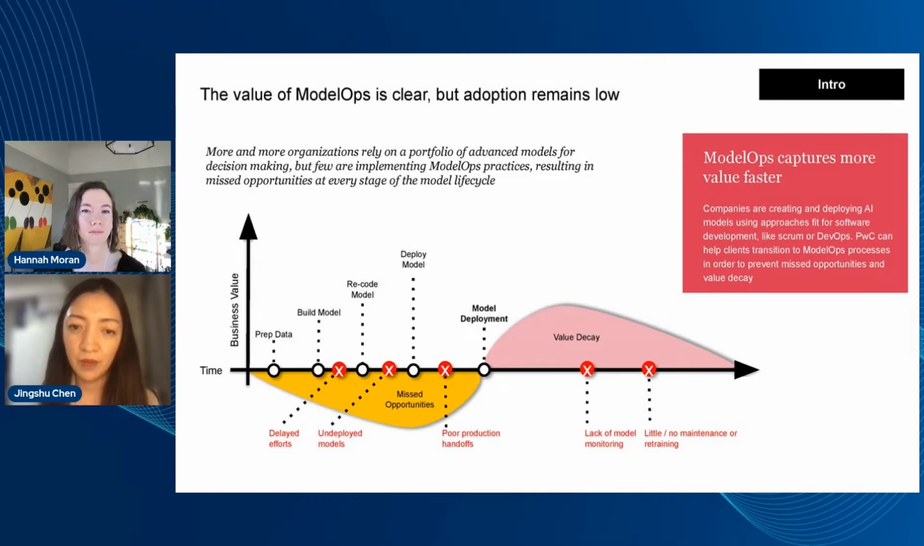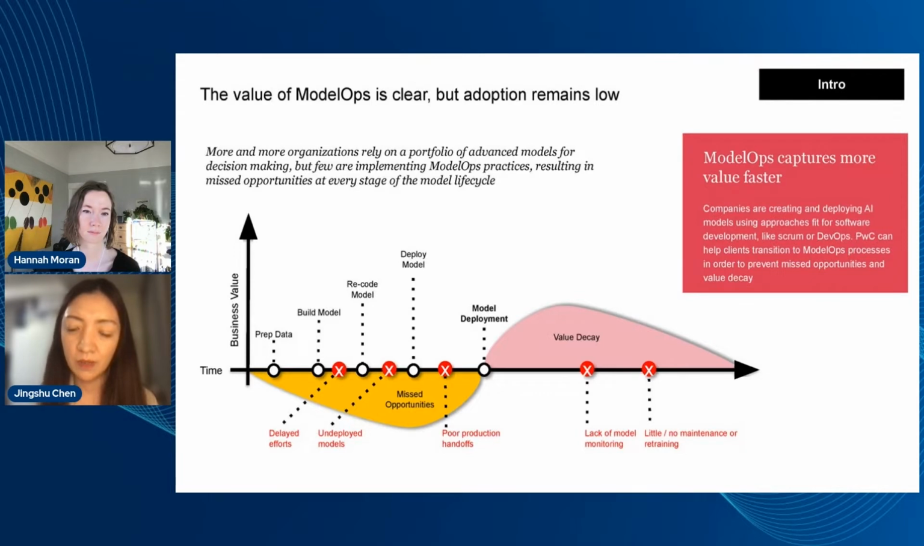Currently, more and more organizations rely on a portfolio of advanced models for decision making, but few of them are implementing ModelOps practices, which results in missed opportunities at every stage of the model lifecycle. Like we can see from the chart below, before the model is deployed, there is a time period for model development. For this whole time period, the business value is always negative because it didn't generate any value for the company. That is what we call the missed opportunity.